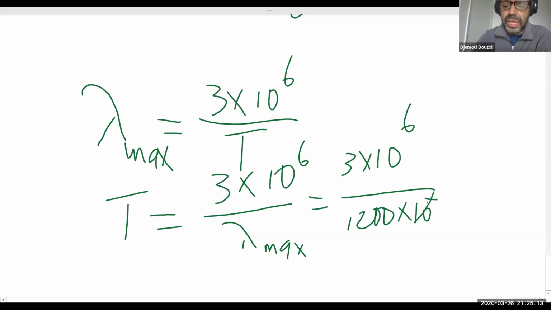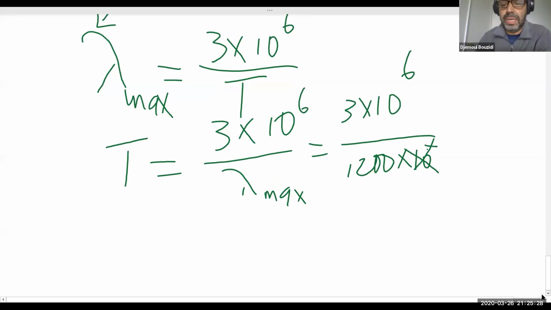I'm sorry, yeah, we keep it as is. Remember the formula says lambda is 10 meters. Don't convert anything, keep it as is. So if I do that, then the temperature is going to come out immediately in Kelvin.